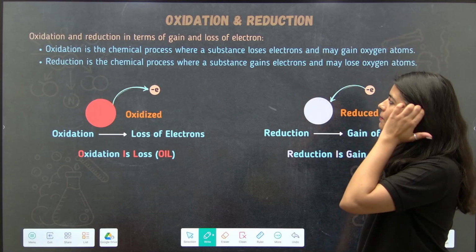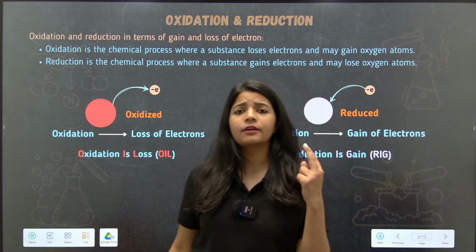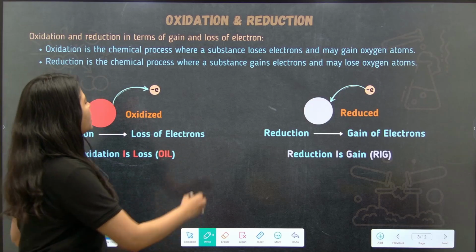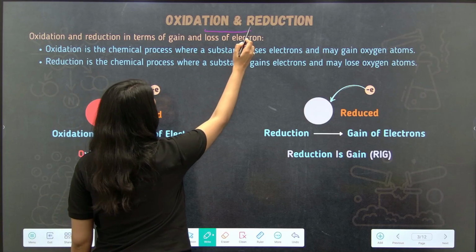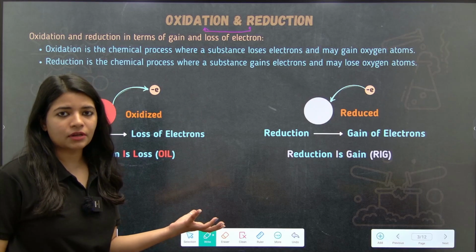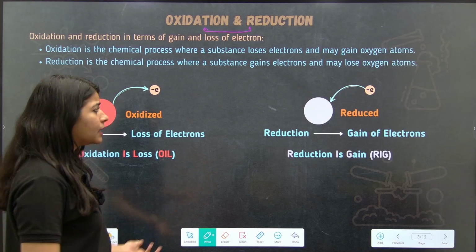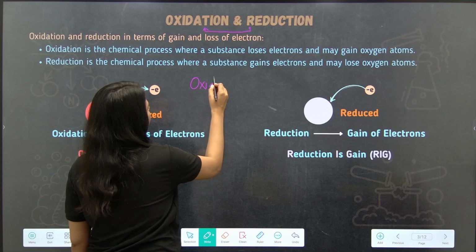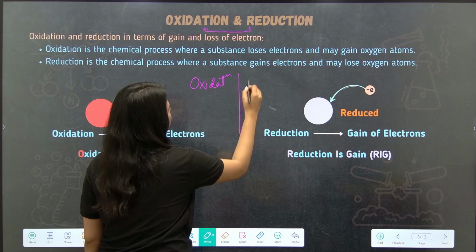So the first topic is oxidation and reduction. These are 2 types of reactions. One is oxidation, another one is reduction. Together, if both are taking place simultaneously, then that reaction is known as a redox reaction, which we are going to talk about in detail in the upcoming slide. So the first is oxidation and reduction.